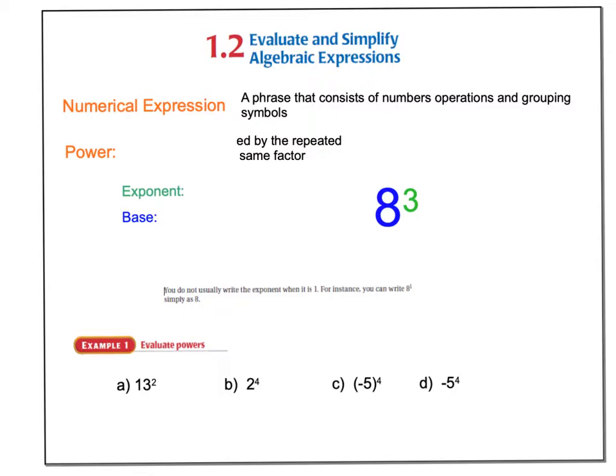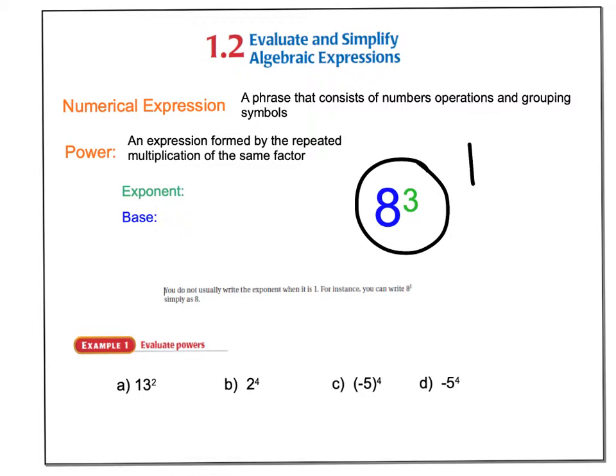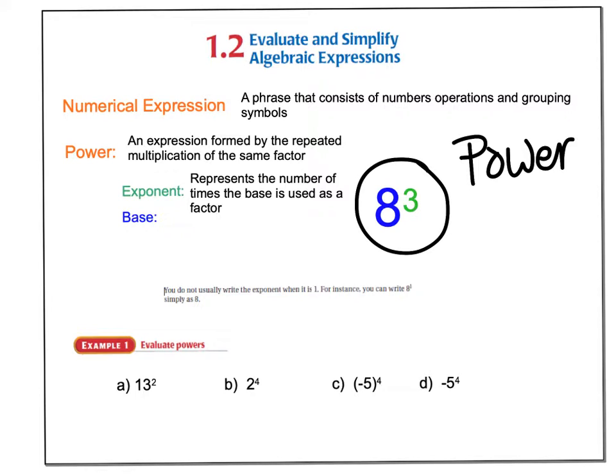So let's look at our power. This whole thing right here is called the power, and it's made up of two important parts. The first part is the exponent. That is this number right here, the little green 3. And there's your definition of the exponent. It represents the number of times that the base is used as a factor.